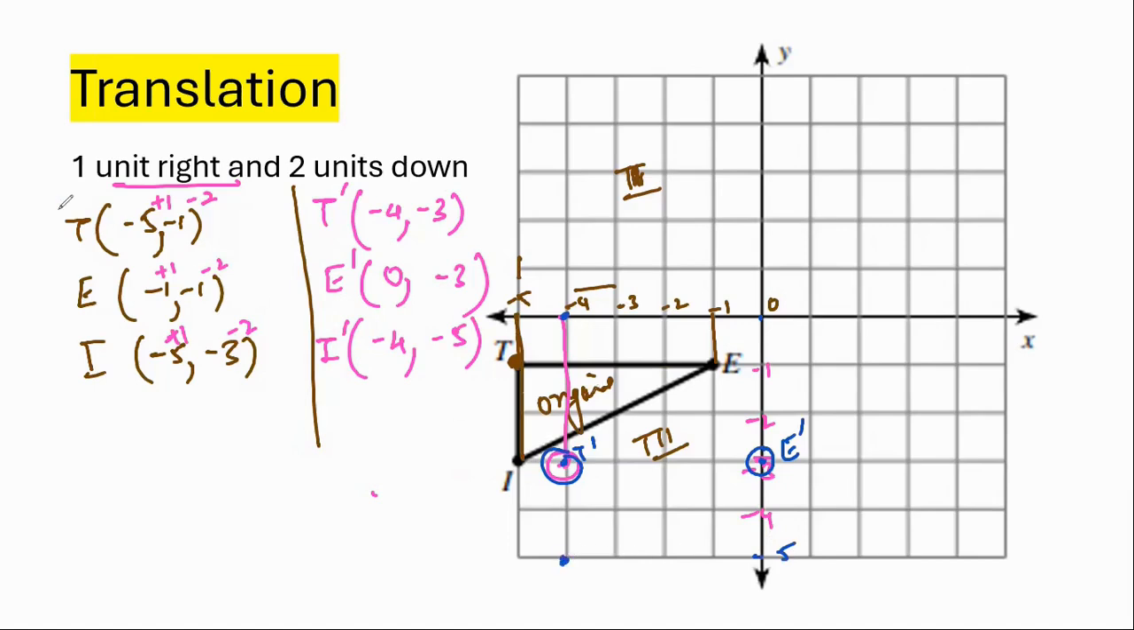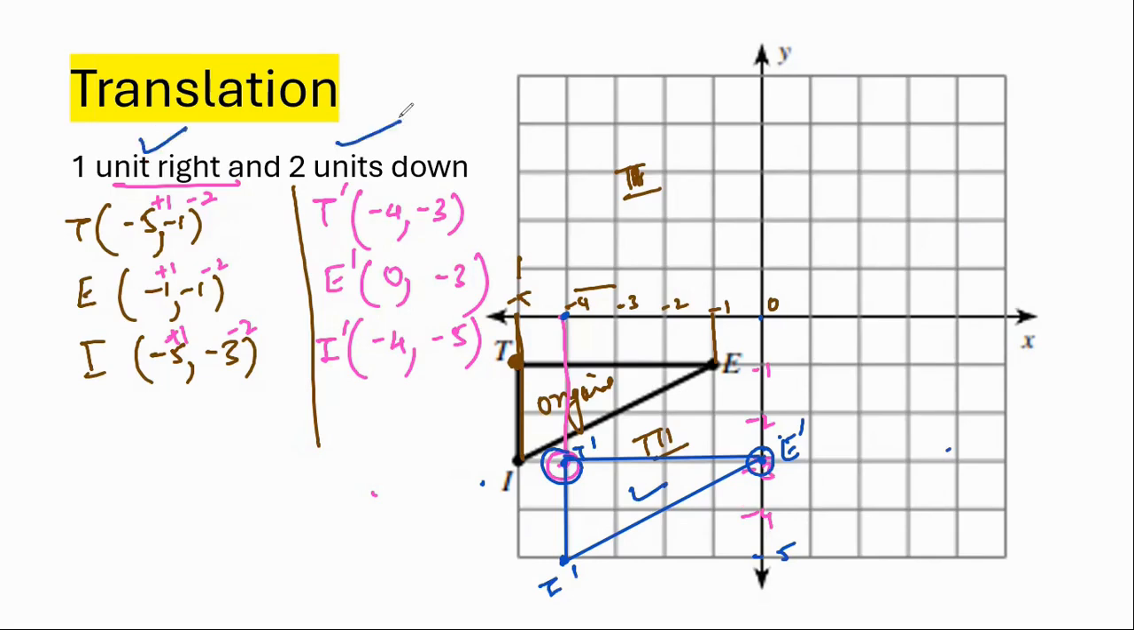Now, what is my next thing? I just have to join these points, and this is my new translated, transformed shape. This is I dash, T dash, E dash, and I dash. So this is how we translate something. It is not necessary every time that we are doing changes in both the parts, in both the points.